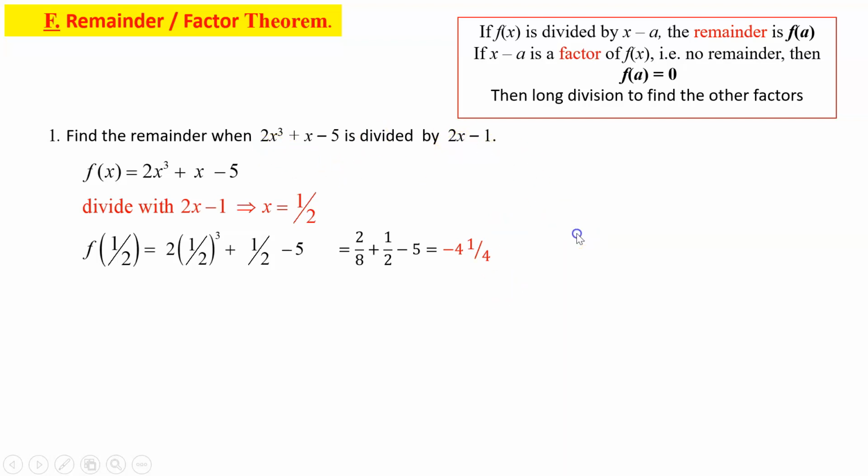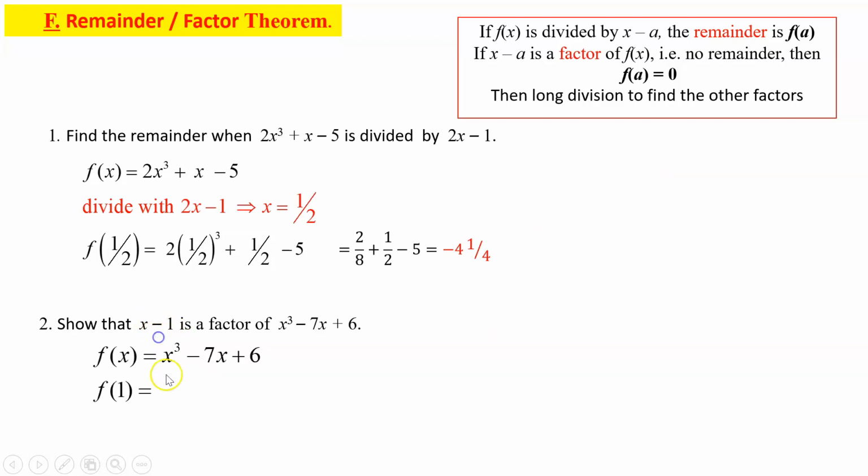Show that x minus 1 is a factor. And if it's a factor, then my remainder would be 0. So I imagine that to be equal to 0. So I want to put x is equal to 1 into the function. So 1 cubed minus 7 times 1 plus 6 is equal to 0. So the x minus 1 is a factor.